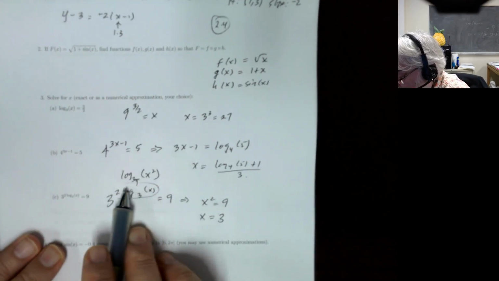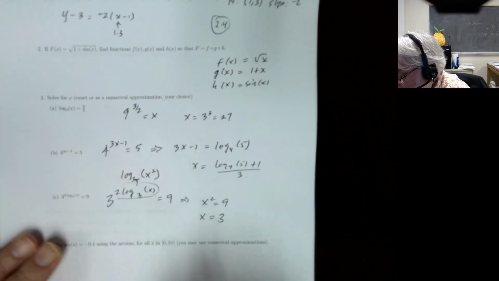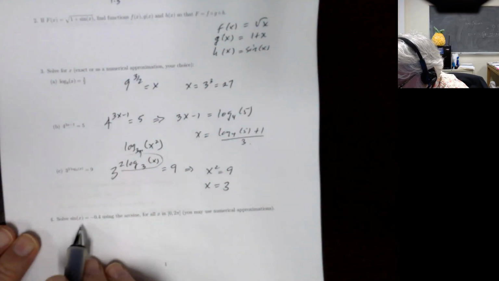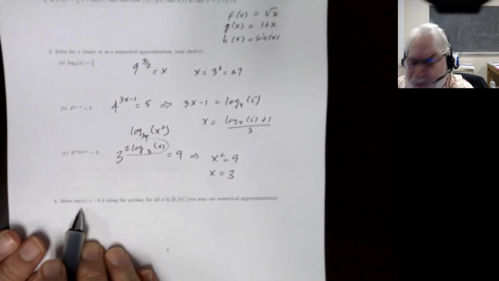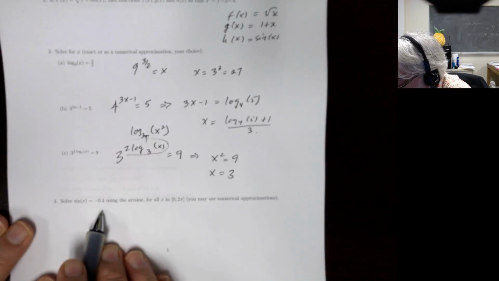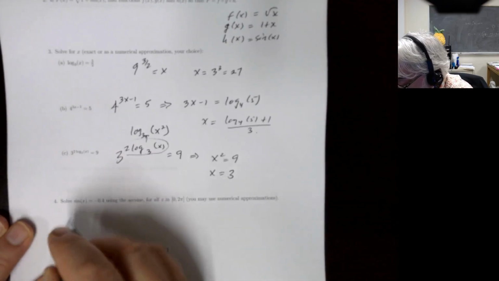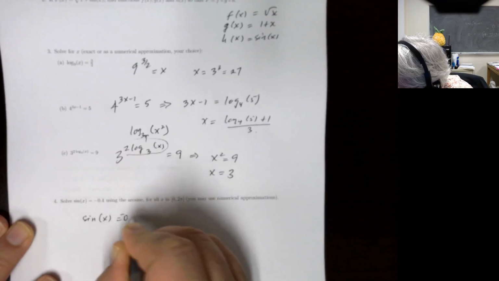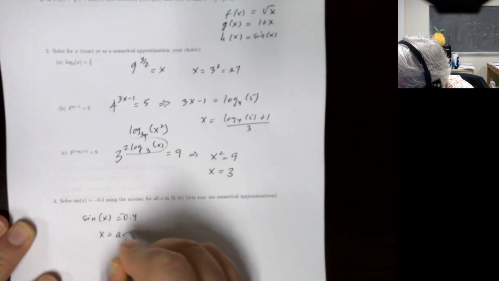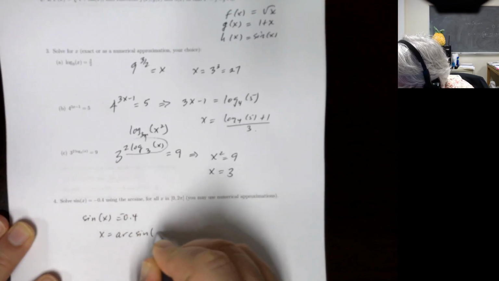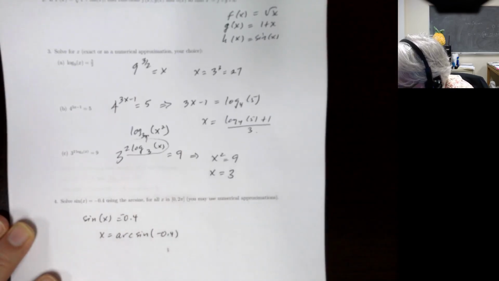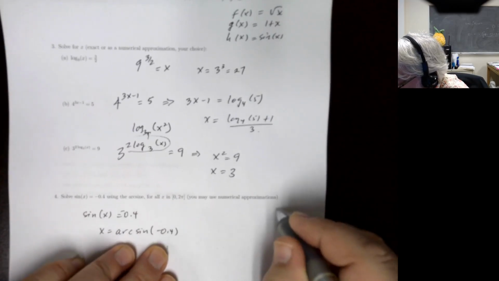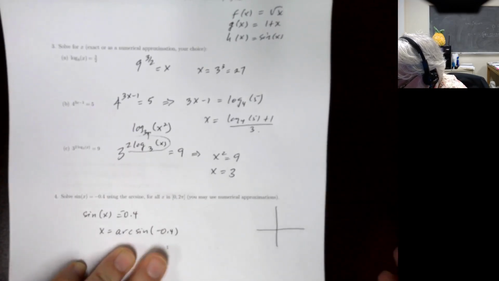And so this all simplifies to 2, and then 3 squared is 9. Good. All right. Now this one created a few problems. So if sine of x is minus 0.4, you could take the arc sine of both sides, right? But the problem with that is, what x value are you actually getting, right?